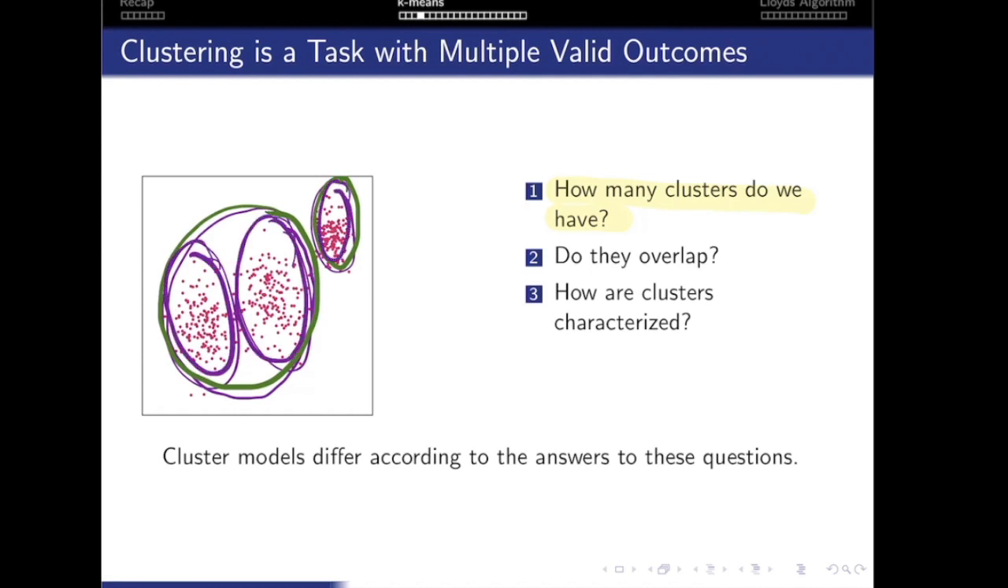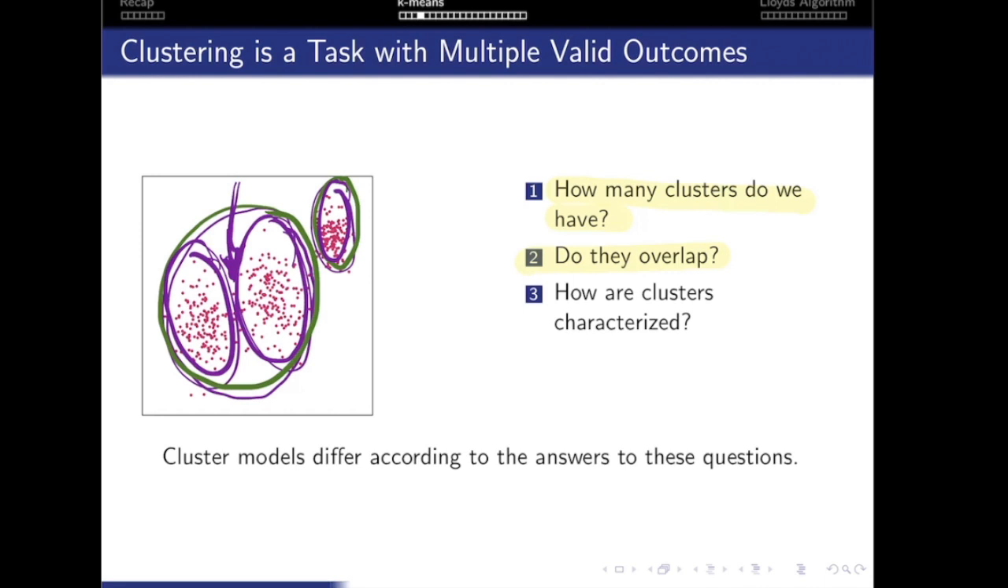Then the question is also, do they overlap? For example, this point here, does it belong to the left cluster or to the right cluster? It's quite in the middle, right? Can it maybe belong to both? That is a question which changes the clustering we get in the end a lot.